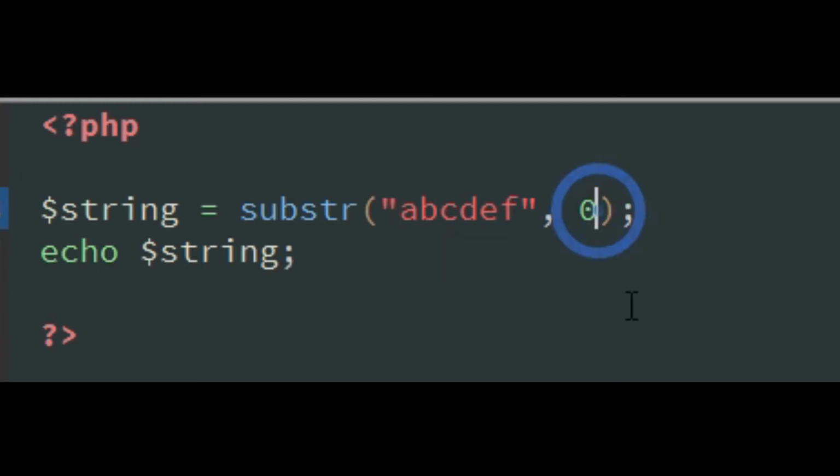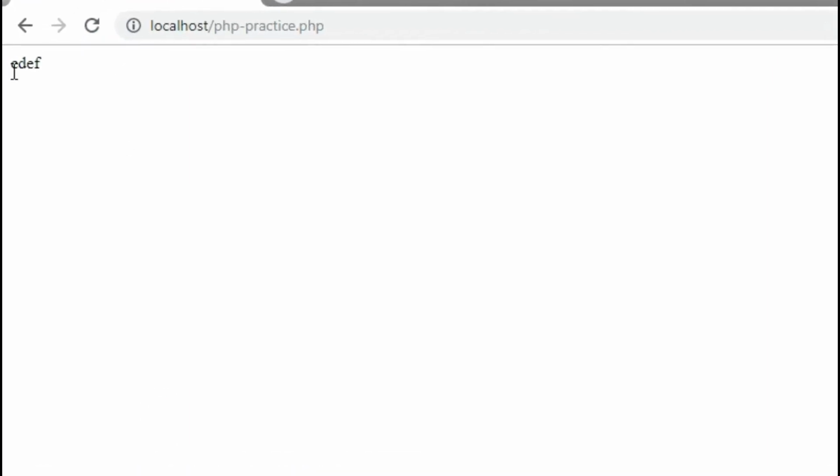Now I mention that you will start at index 2. So it will start from index 2. Index 0 is A, index 1 is B, and index 2 is C, starting from 0. So it displays the string starting from 2, that is CDEF. Let's check. Control S, save, go to the browser and refresh the page. The output is very cool, CDEF.